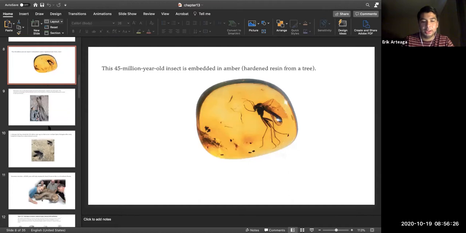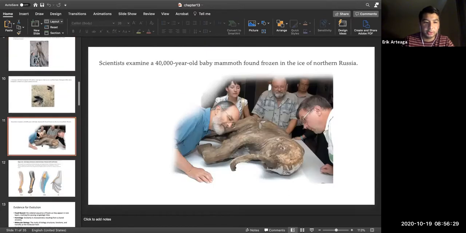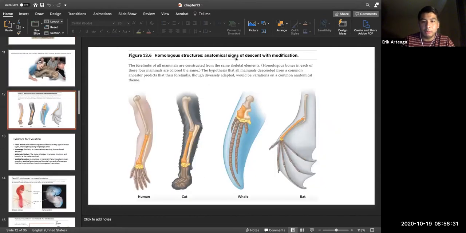So we have insects embedded. This is just a different fossil. Homologous structures: anatomical signs of descent with modification.